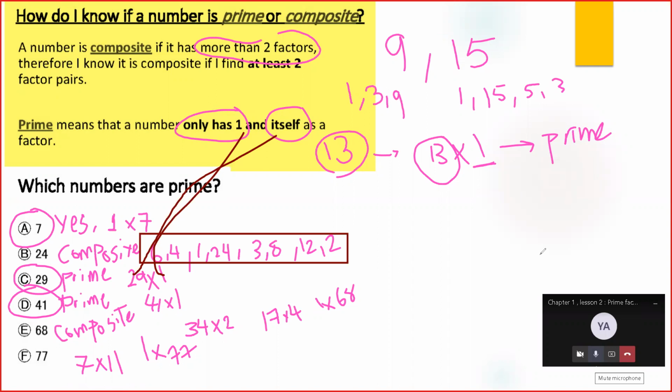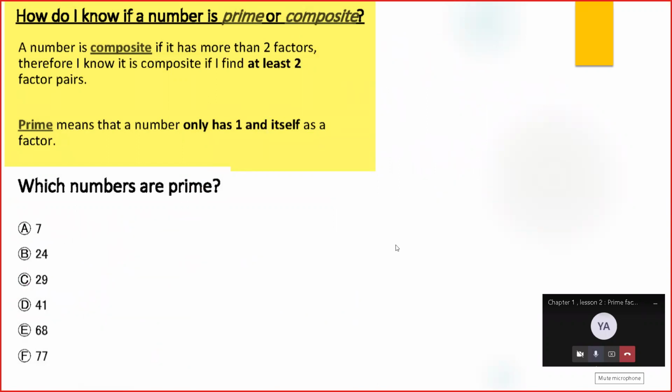Now, one of my questions: is 1 a prime number? No. Yes. Why yes? Because it's multiplied by 1 and itself. Who wants to answer? Julie: 1 is composite. Any other opinions? Is 1 prime or composite?